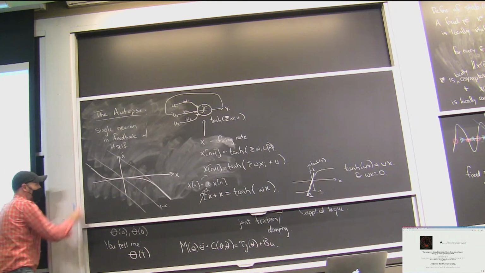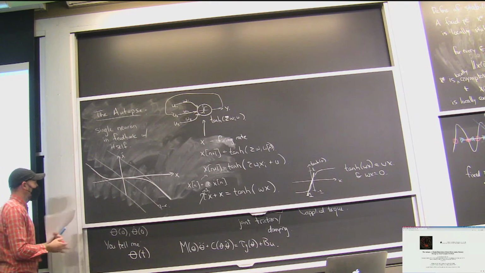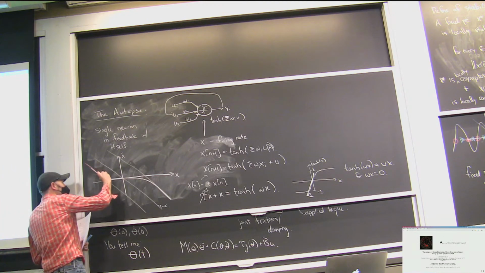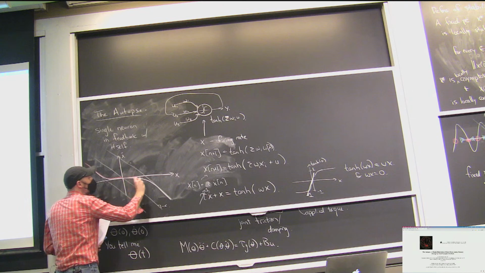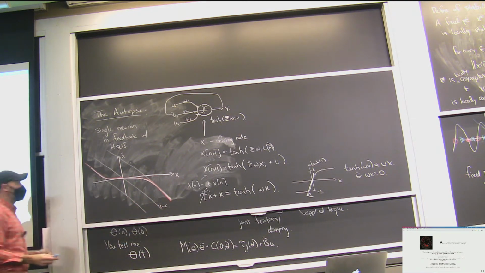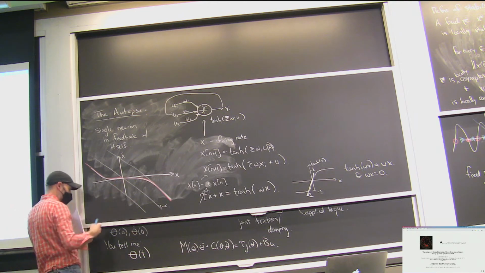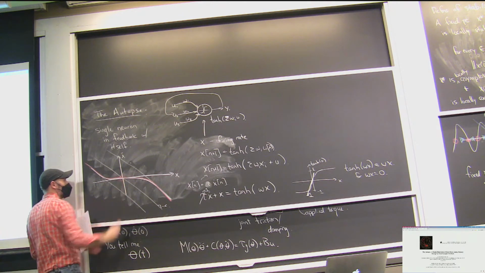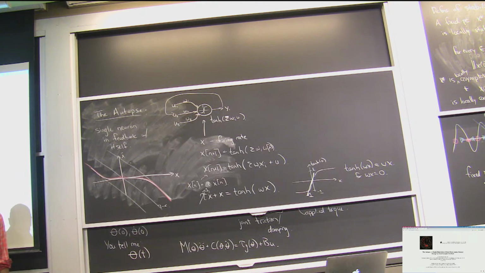So where are the fixed points of this system here? I can maybe allocate one of my colors to that line here. Well, I've got a fixed point here at the origin. Is it stable or is it unstable?